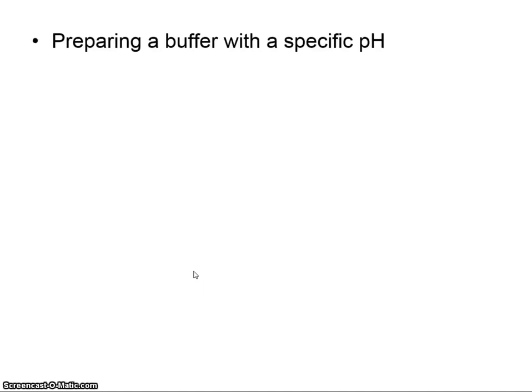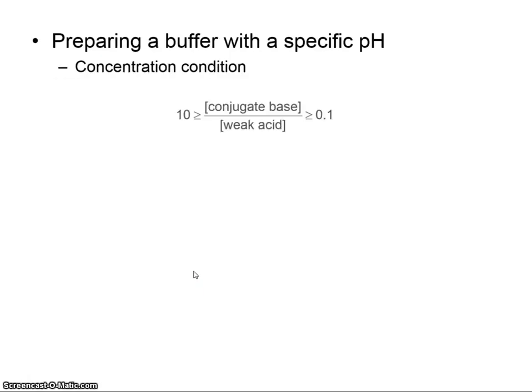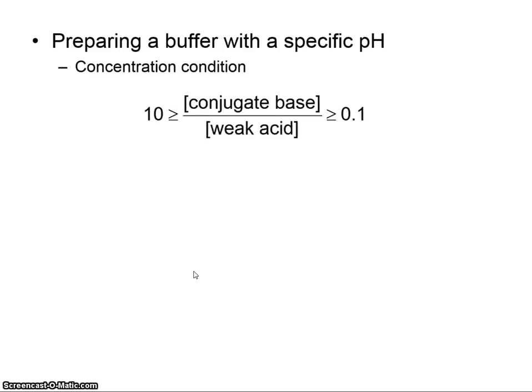So, how do I prepare a buffer with a specific pH? I can look at the concentration condition, right? That concentration condition says we want the ratio of acid to base to be within a 10 to 1 or 1 to 10 ratio. And we want our effective range to be plus or minus 1 of the pKa.